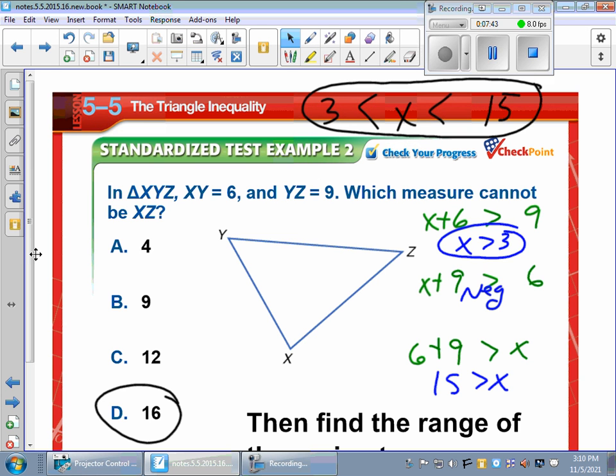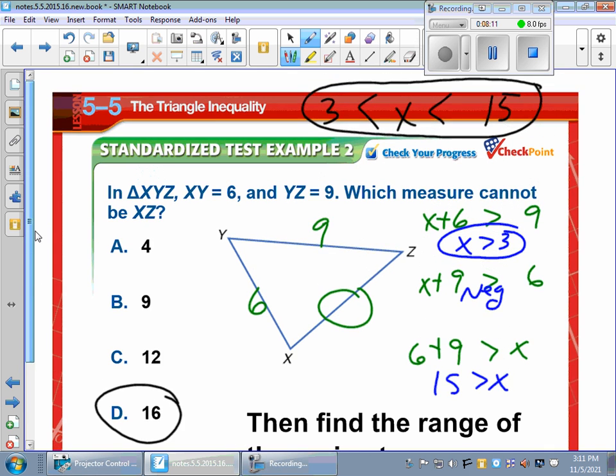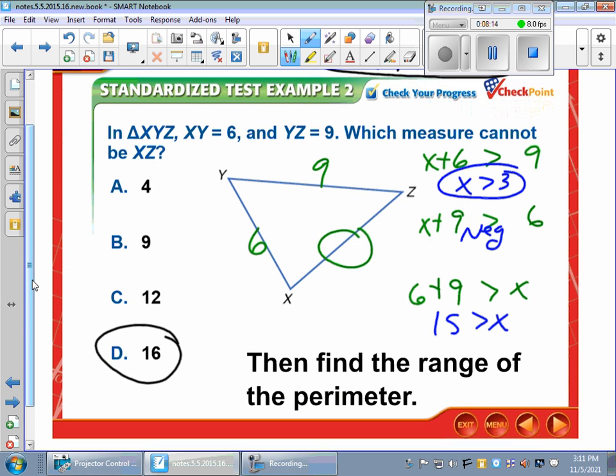Second part of this question, though, is find the range of the perimeter. So if you think about it for a minute, it says XY is 6, and YZ is 9. So that is two distances that we have. We just found the range of the third side, which we already have up top here. So what they want to know is, what if they wanted the perimeter? Find the range of the perimeter, okay?